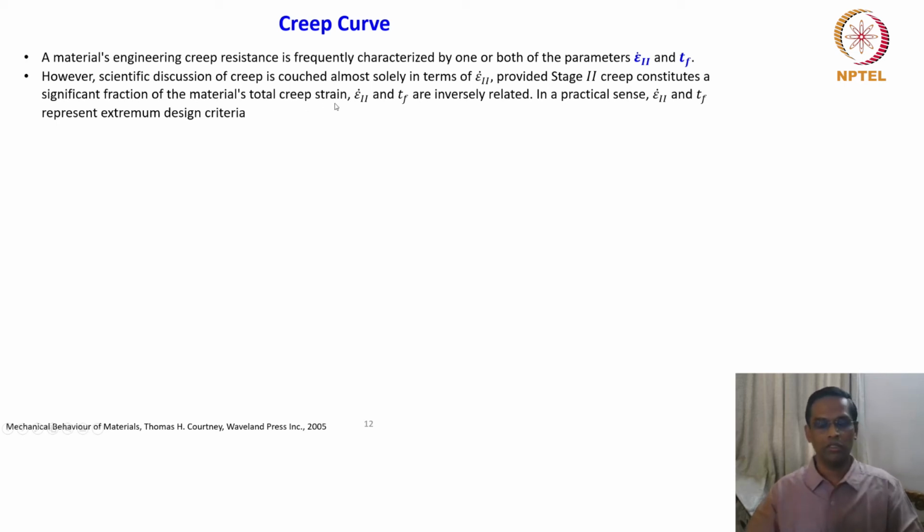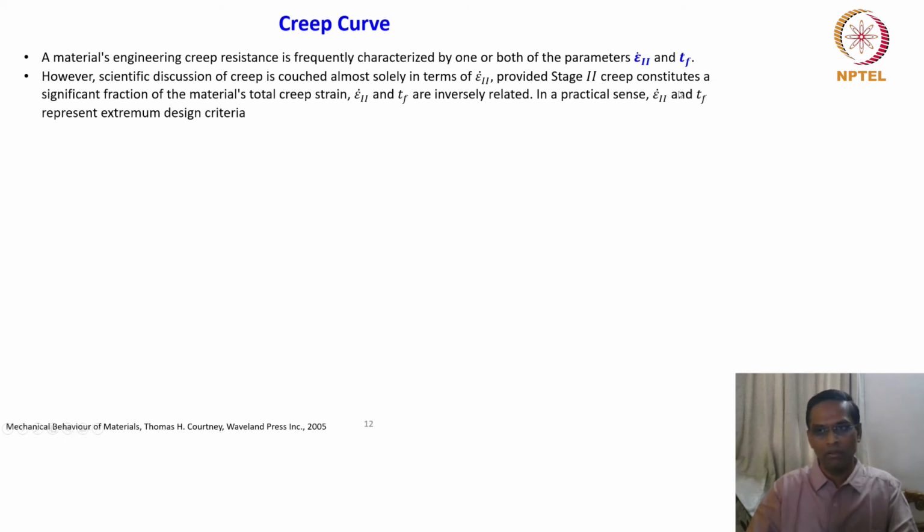So the total strain experienced by a material during complete creep deformation, the major portion of the strain, irrespective of stage 1, stage 2, and stage 3, is accommodated in stage 2, which takes up a huge amount of strain. That is why this stage is important. Epsilon dot 2 and TF are inversely related. Please understand, these are all inversely related. In a practical sense, epsilon dot 2 and TF represent extreme design criteria.